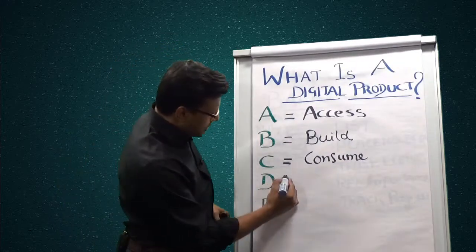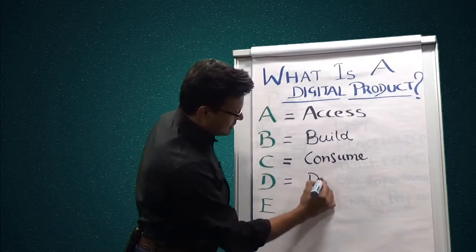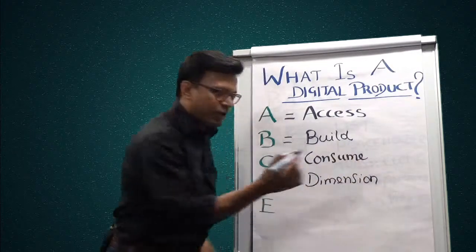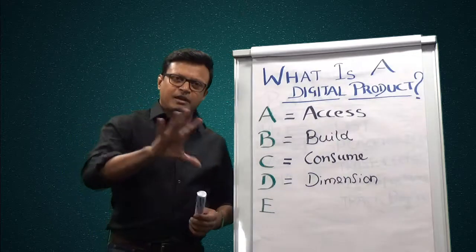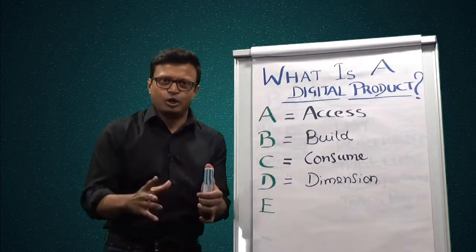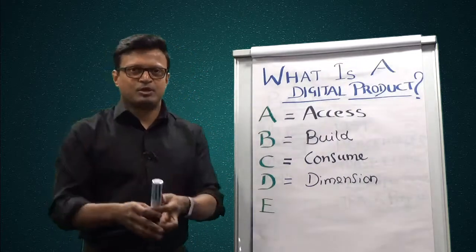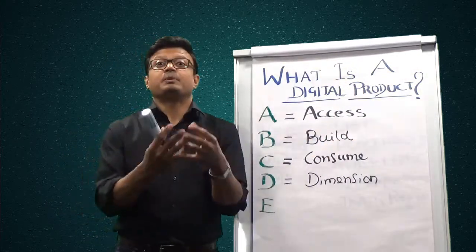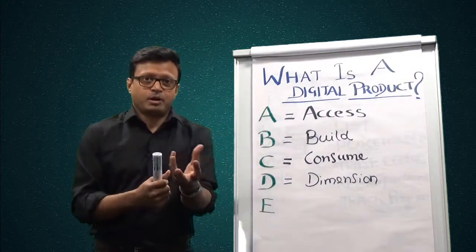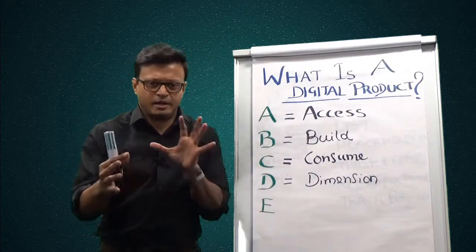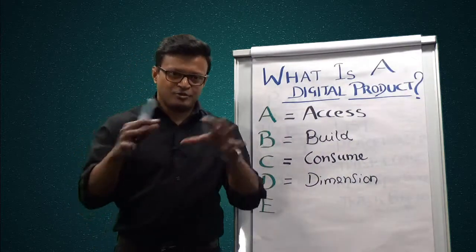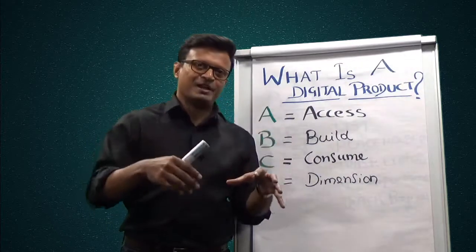Now the fourth one is dimension. This is again very interesting. If we compare it with a physical product, it will have a length, width, height, maybe a density and a volume. So if you purchase anything from Amazon, or you go to your supermarket and you purchase a physical product, you will see there is a weight to that product and a length, width, height, etc., and you see the dimension. And since it is a physical product, you can touch and feel and see there is a dimension to that.